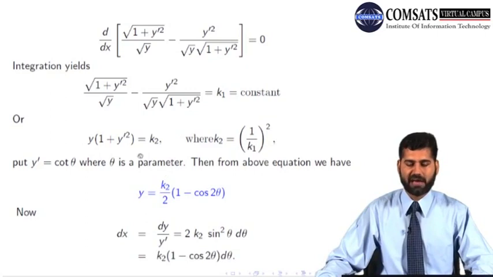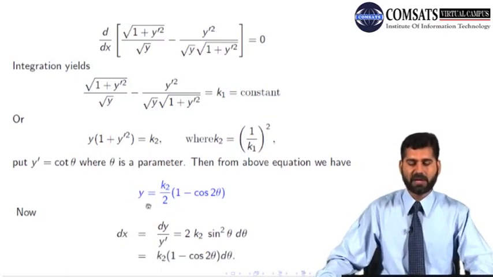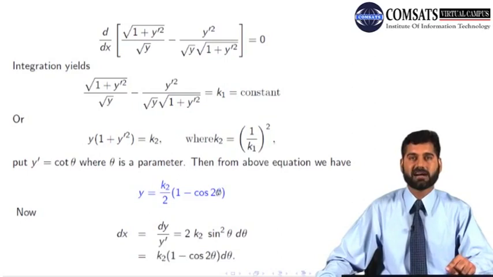Then from the above equation we have y prime is cotangent theta, so 1 plus cot square theta is cosecant square theta. Cosecant square theta, if I divide it here, k2 divided by cosecant square theta, this will be equal to sine square theta. So y is equal to k2 sine square theta, and I can write it as 1 minus cos 2 theta by 2. So k2 sine square theta is 1 minus cos 2 theta divided by 2. So this is what I got very easily by replacing y prime is equal to cot theta here. Now from here, I got the value of y in terms of theta.